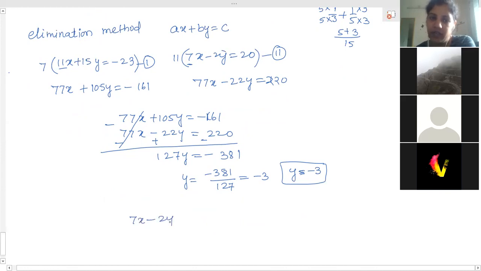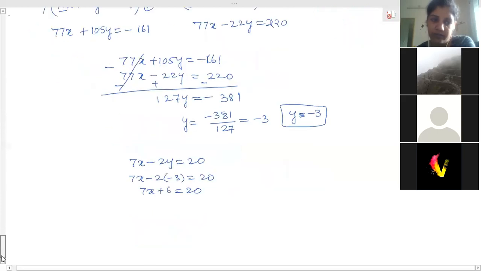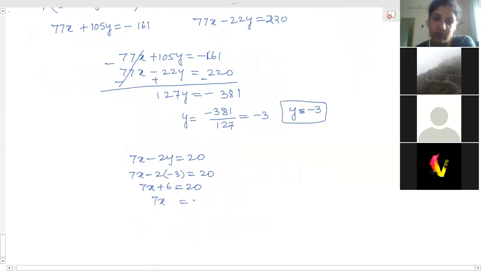7x minus 2y is equal to 20. So 7x minus 2 into minus 3 is equal to 20. 7x plus 6 is equal to 20. So 7x is equal to 20 minus 6, that is 14. 7x is equal to 14, x is equal to 2. Clear?